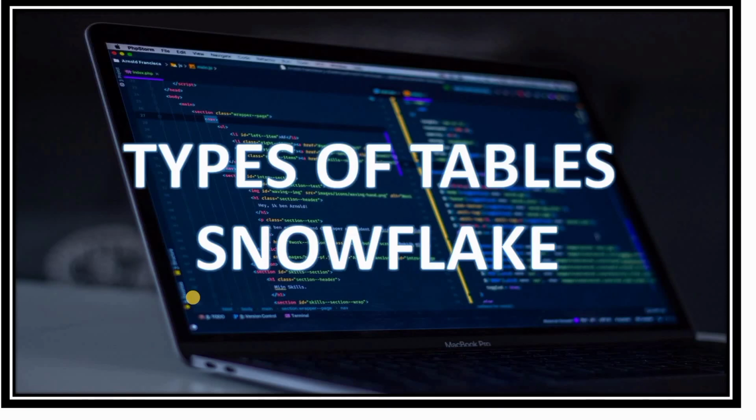So in today's session we will discuss the types of tables which are available to us in Snowflake. We will discuss the temporary table, transient table and the permanent table.